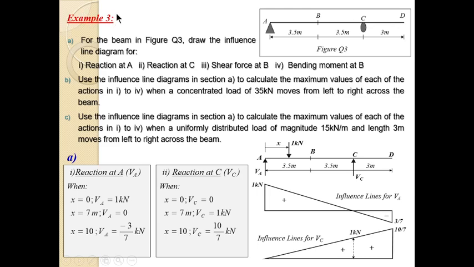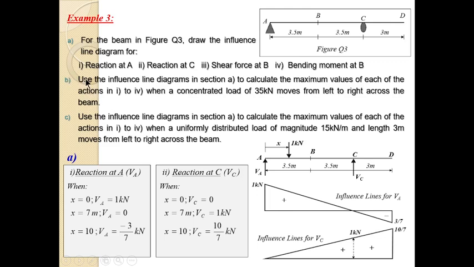So we go to example 3. Example 3 says there is a figure here. It says for the beam in figure Q3, draw the influence line diagram for one, reaction at A, two, reaction at C, three, shear force at B, four, bending moment at B. So this is the beam. This is support at A, support at C, and this is point B, which is a midspan between support A and support C. The beam is actually cantilevered by 3 meters on the right hand side.